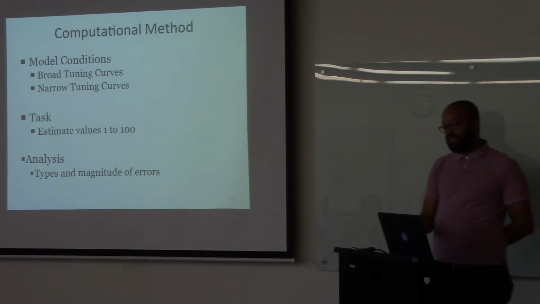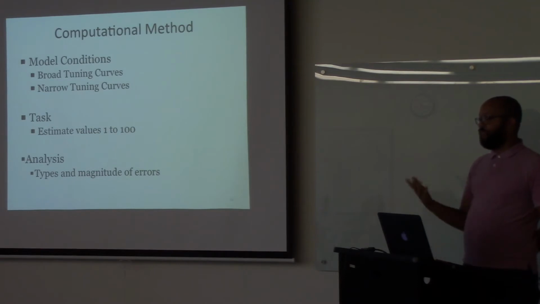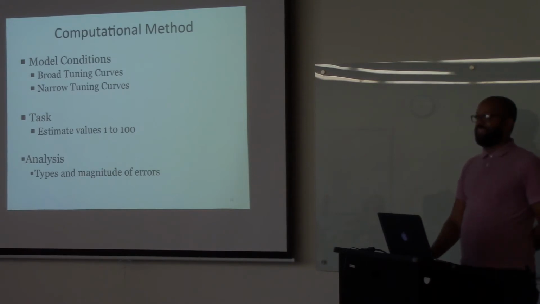You can model this really quickly in MATLAB. It's actually really easy once you've already done it. As I said, we ran two modeling conditions, one with broad neural tuning curves, one with narrow. The task is just to estimate values from 1 to 100. So I am kind of abstracting the number line task out. We're not doing anything spatial, we're just trying to represent number values and seeing what happens. We look at the types and the magnitudes of the errors. How big are the errors? Are they small misestimations or really big? And are they overestimations or underestimations?